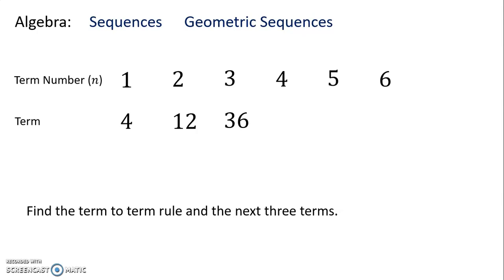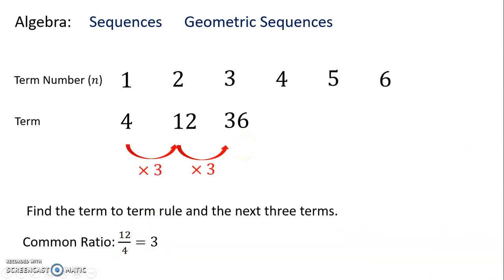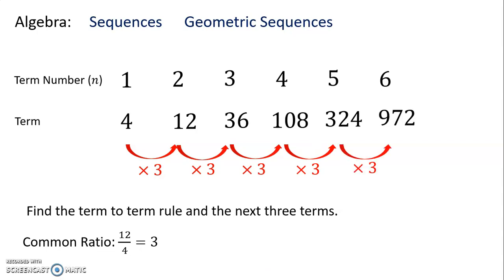Okay, so you could probably see what was going on here, but just in case, if you needed to calculate the common ratio, you need one term divided by the previous one. So I've gone for 12 divided by 4, the second term divided by the first term, and that's given me 3. So I'm multiplying by 3 every time. That's the term-to-term rule. And then I'm going to keep going, multiplying by 3 and getting the next 3 terms in my sequence.